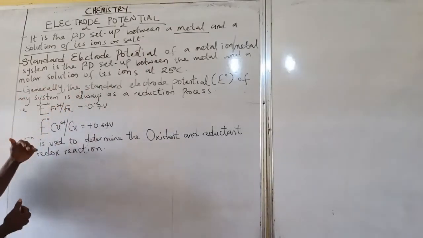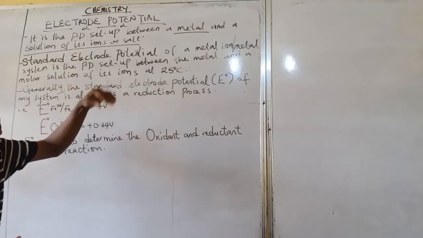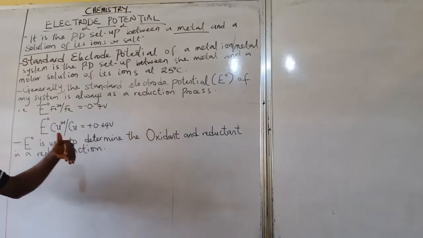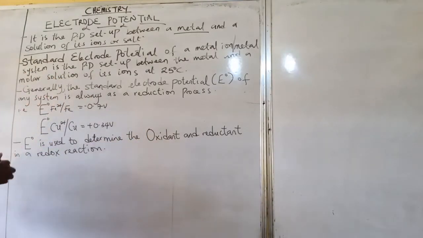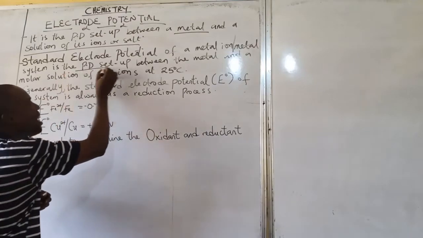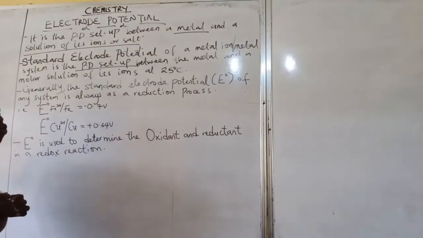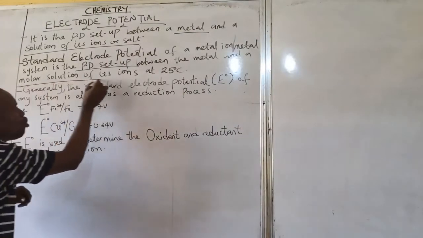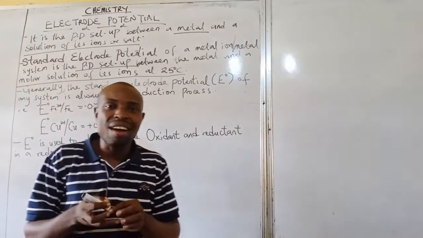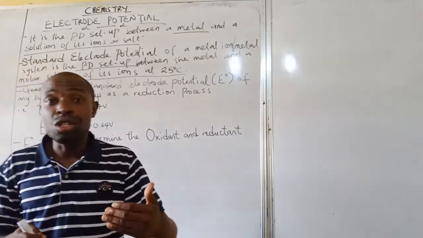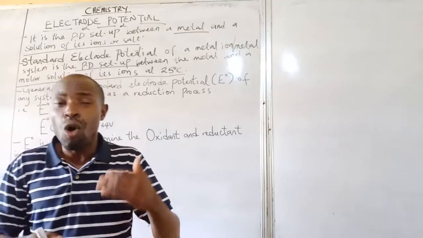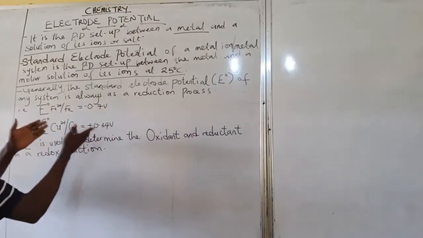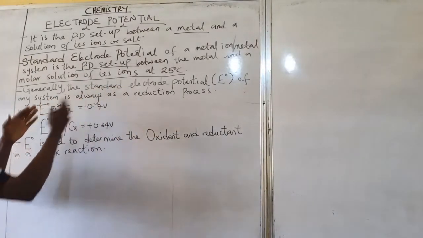And now we move straight into what we call a standard electrode potential. The standard electrode potential of a metal ion/metal system is the potential difference set up between the metal and a molar solution of the salt at room temperature, which is at 25 degrees Celsius or 298 Kelvin. Is that clear?